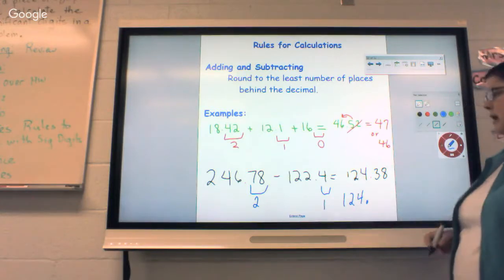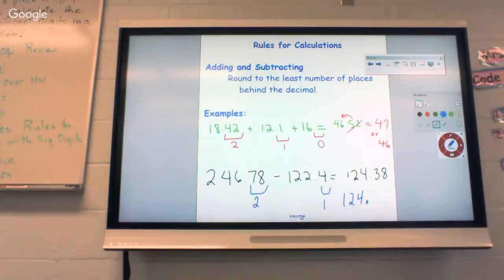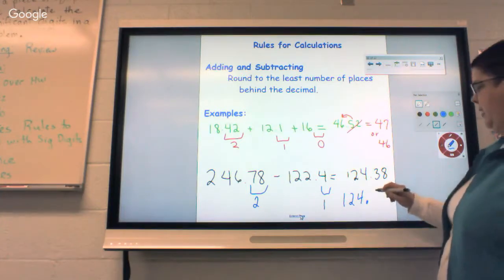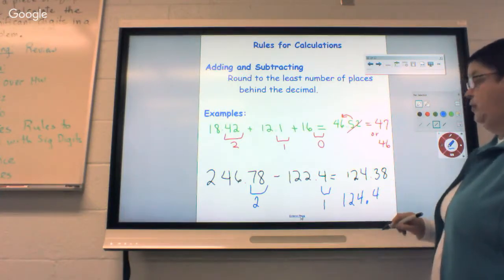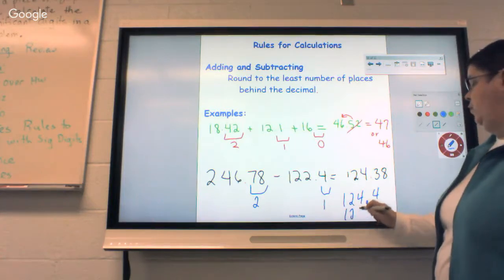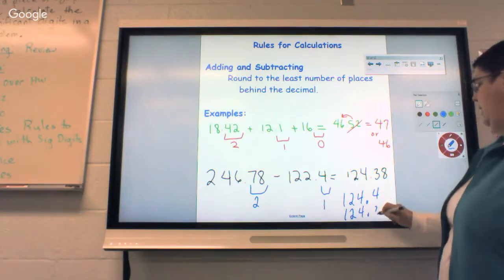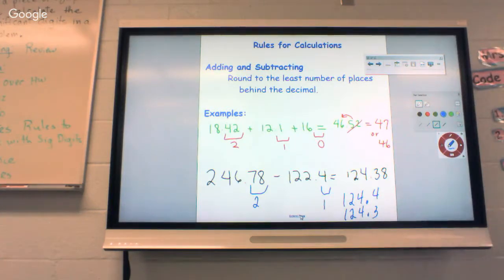And then point, I need 1 place behind the decimal. So I'm keeping what? The 3. And I'm going to round it up to a 4. Now, if you didn't, and you wrote 124.3, I will take it also. But it should round to the 4. Everybody with me on that rule? Okay. Now, that's the one we won't use that often.